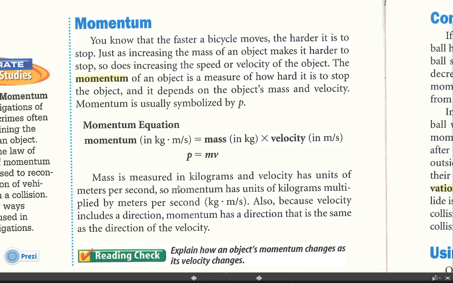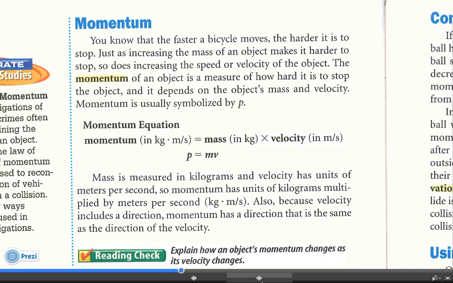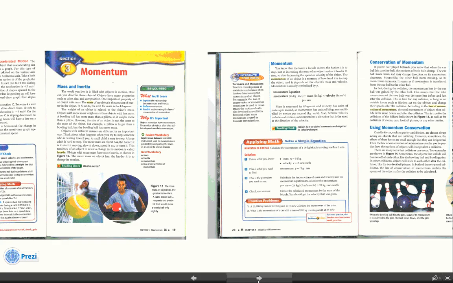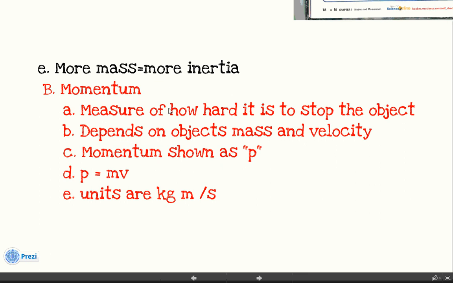All right, let's take a look at what we have next. Momentum is the measure of how hard it is to stop the object. It depends on the object's mass and velocity. Momentum is shown as P. P equals the mass times velocity. And units are kilogram meters per second.